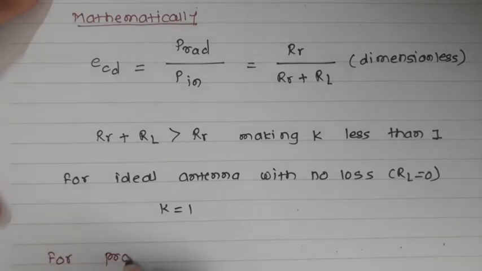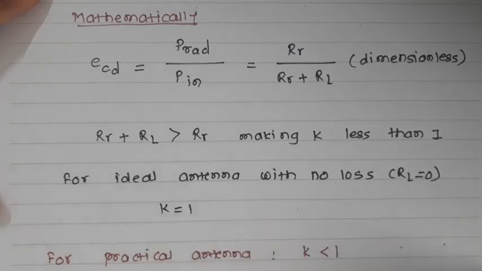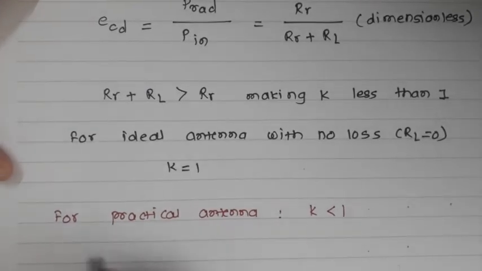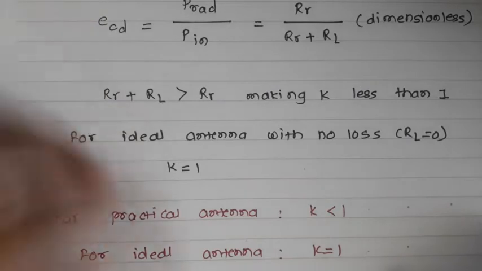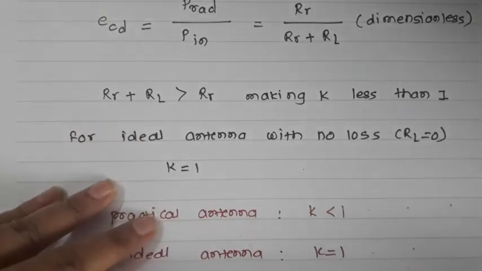So for a practical antenna, K is less than 1, and for an ideal antenna you will have K equal to 1. So these are the two conditions when you are talking about the antenna.